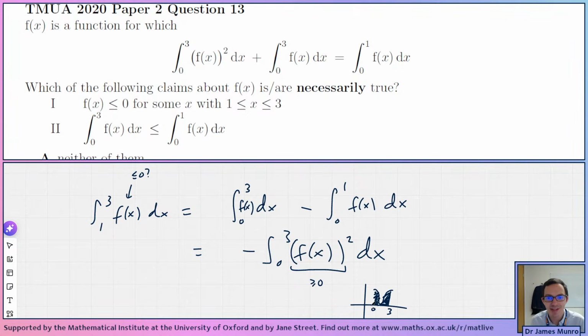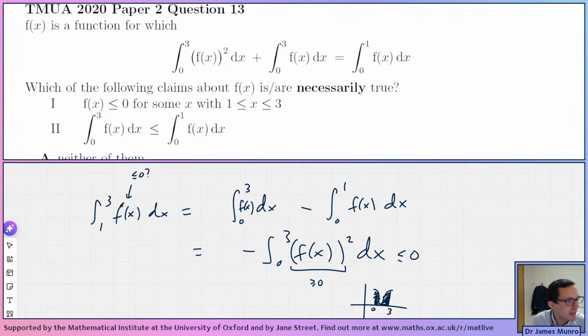Areas are positive, which is a long-winded way of me saying that if you integrate a positive function, you get a positive answer. Kind of sounds obvious, but again, we don't really have a definition of integration, so there's no way for me to justify that claim. It's very irritating. Anyway, never mind. There's a big minus sign at the front, so this is less than or equal to 0.